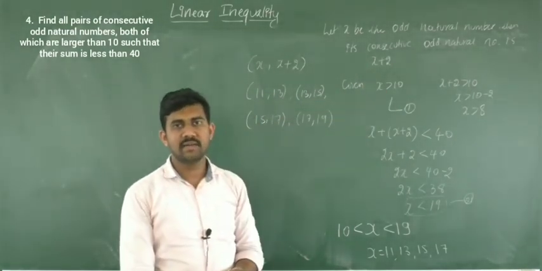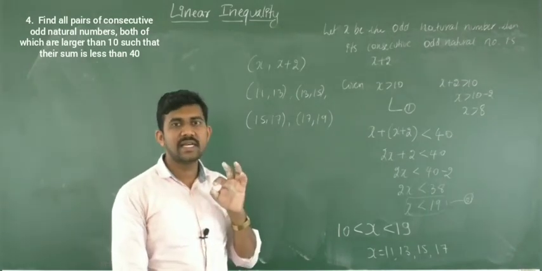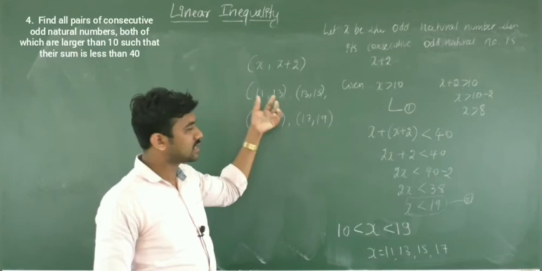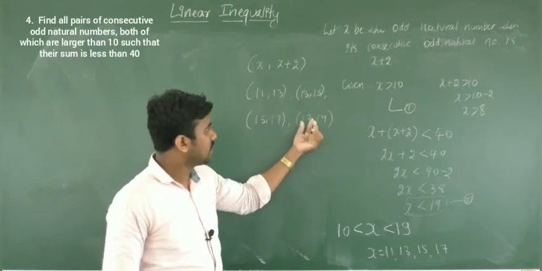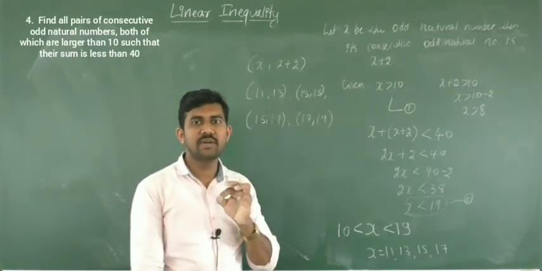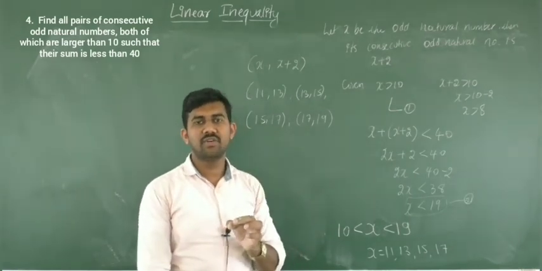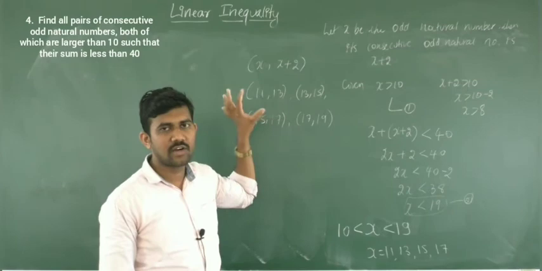Both are greater than 10, and their sum is less than 40. If you add them, 11 plus 13 will not be equal to 40. Similarly, 17 plus 19 will not be equal to 40. So clearly their sum is less than 40. Okay, so clearly this is the answer.